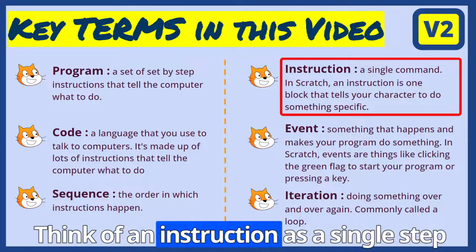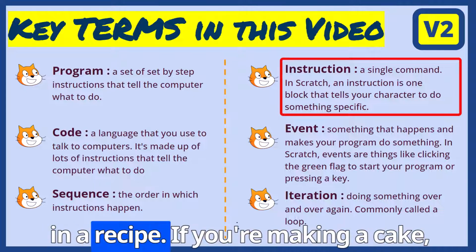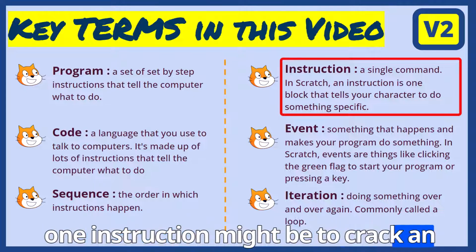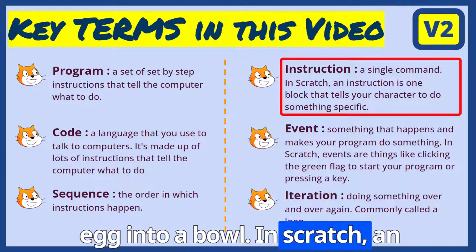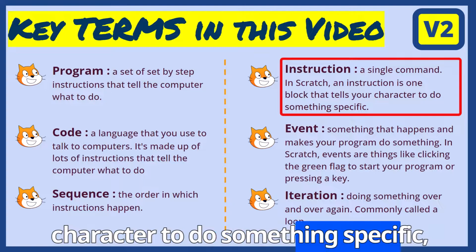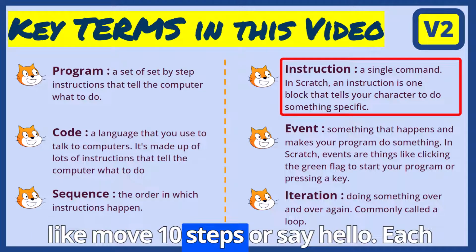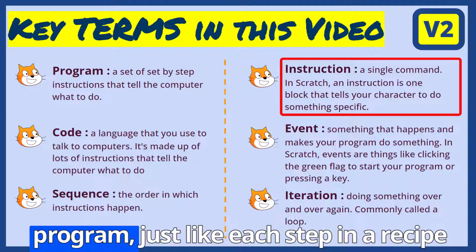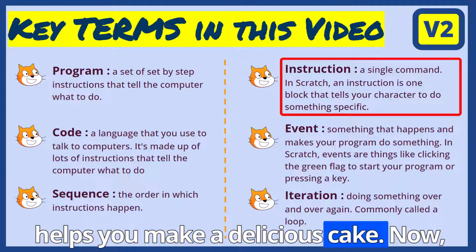Next, the word instruction. Think of an instruction as a single step in a recipe. If you're making a cake, one instruction might be to crack an egg into a bowl. In Scratch, an instruction is one block that tells your character to do something specific, like move 10 steps or say hello. Each instruction is a small part of the bigger program, just like each step in a recipe helps you make a delicious cake.